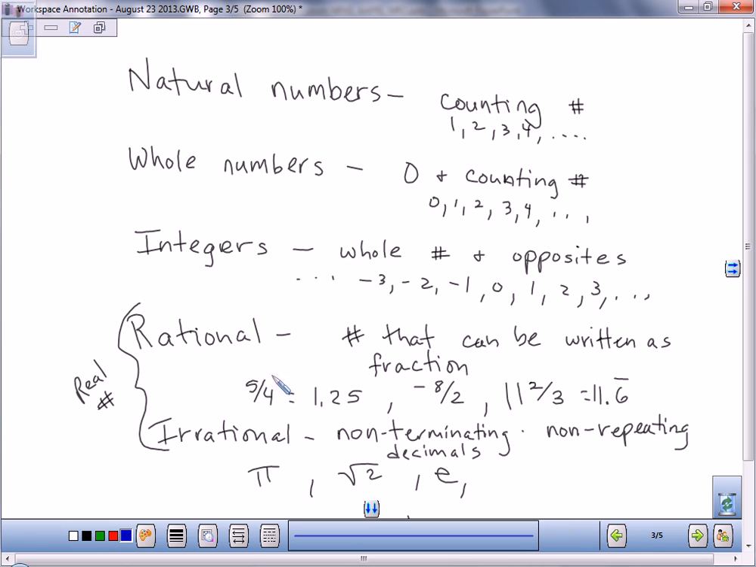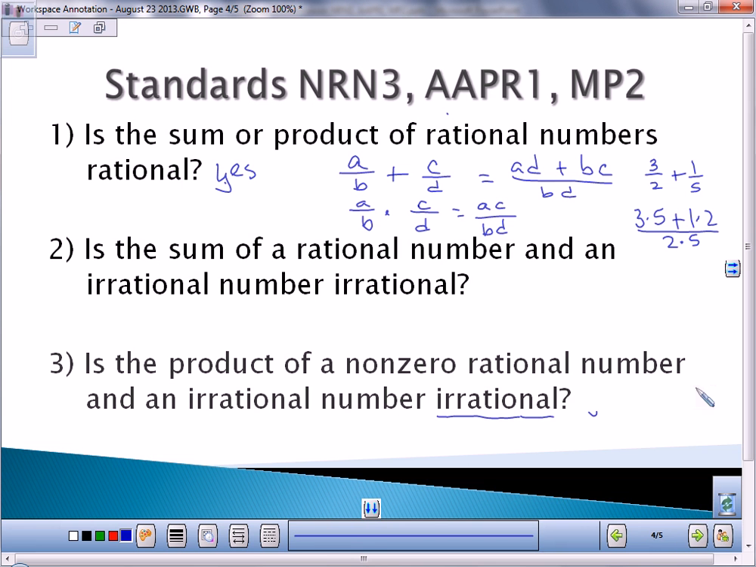Okay. Is the sum of a rational number and an irrational number irrational? Yes, because we can't get rid of the irrational part, can we? It just takes that irrational number and shifts it up or down. It's still irrational. What is an E? E is like pi. You'll learn E.